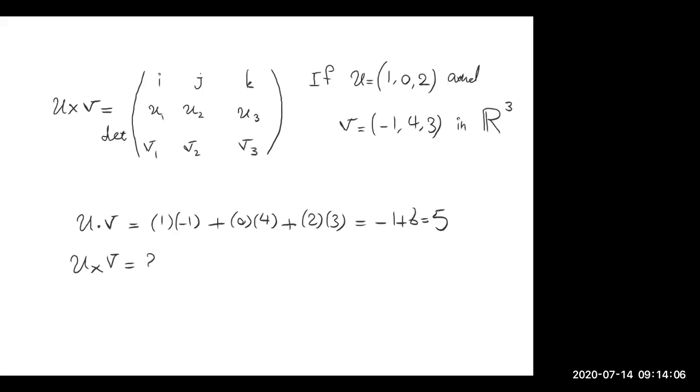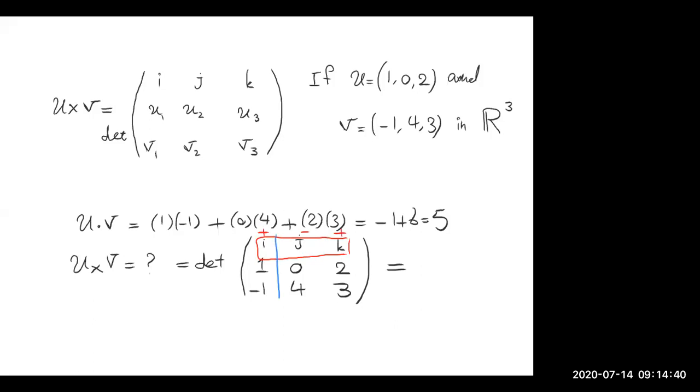Okay, the cross product is supposed to be equal to the determinant of this matrix, I, J, K. Then we should write down the components of U, 1, 0, 2, and then we should write down the components of V, -1, 4, 3. Now remember, in order to compute the determinant, we should choose one of the rows, this row. And then we should write plus, minus, plus here. And then we would start from the first column.